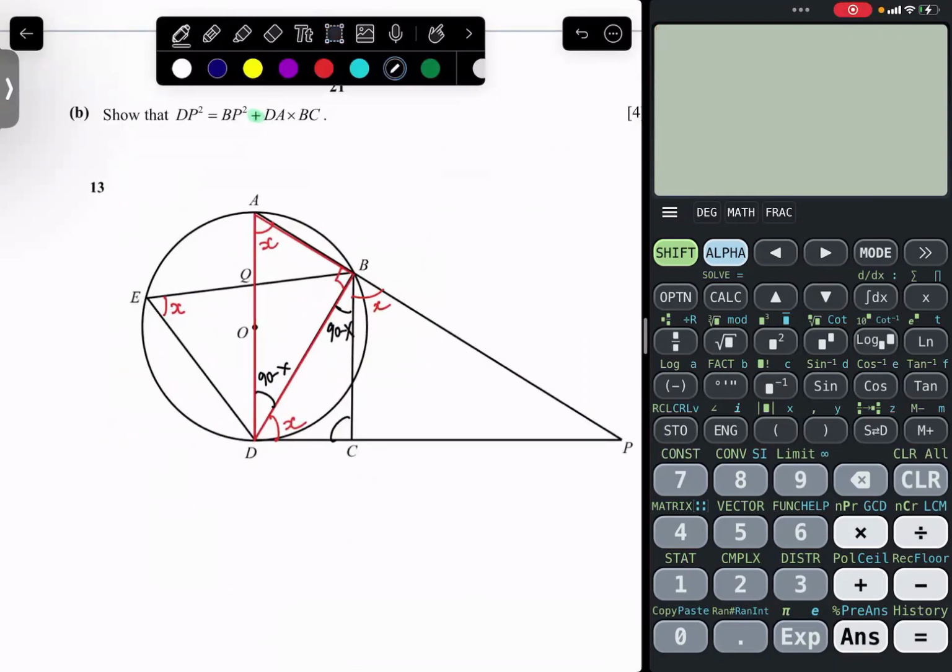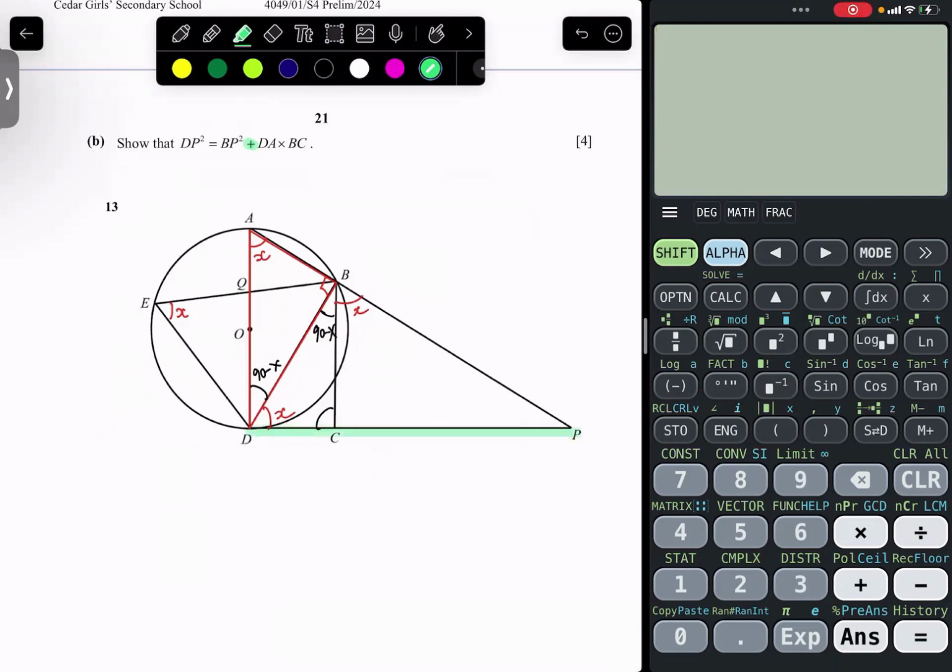So DP squared is down here, equals BP squared plus DA times BC. DA is over here, times BC. Now, what are they trying to say? From the looks of it, maybe I change the color a little bit. This pink line is something to do with Pythagoras. Based on Pythagoras, BD squared plus BP squared equals DP squared. Now we have this condition, DP squared equals BP squared. So the only thing is BD squared. That means we need to find a link for BD squared.